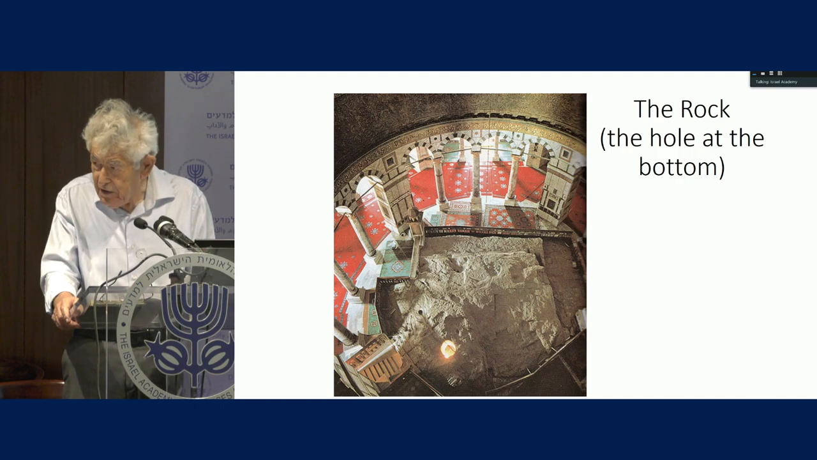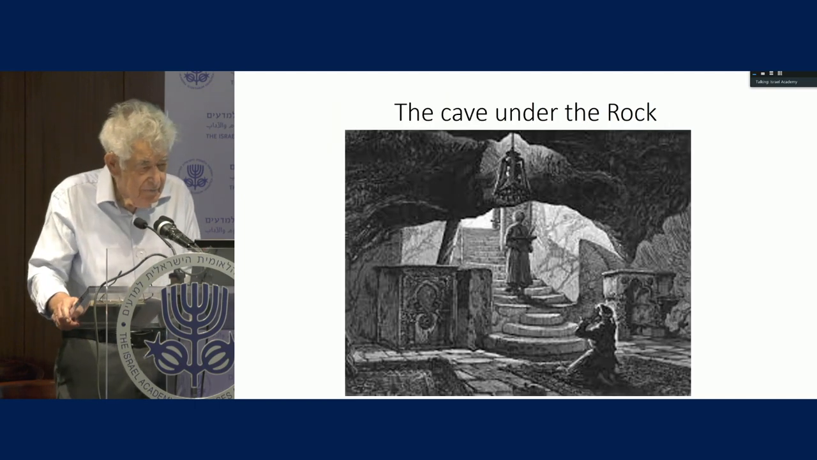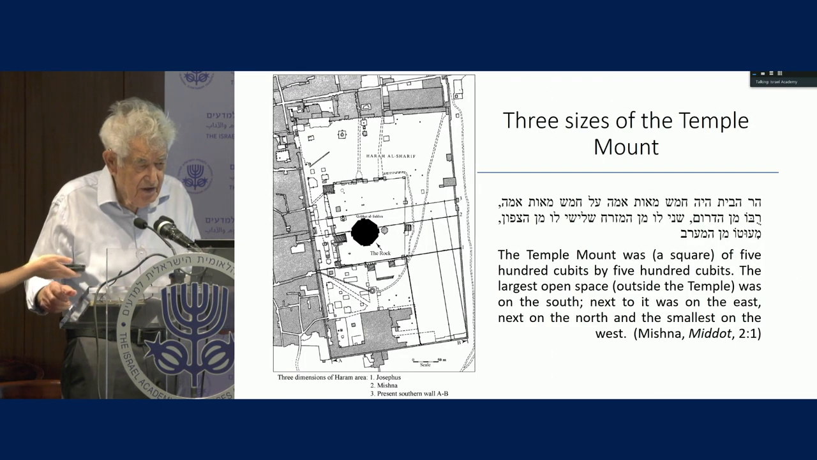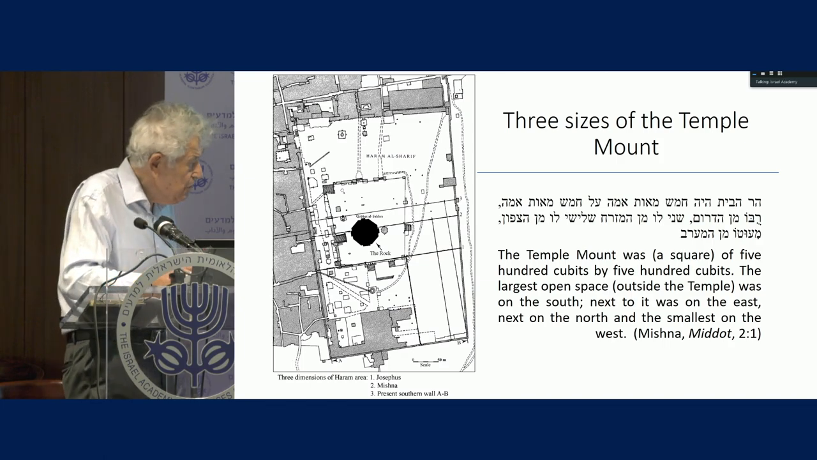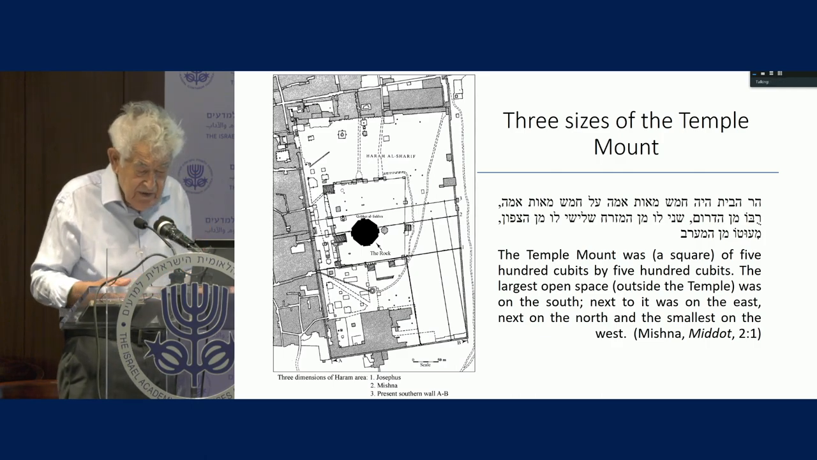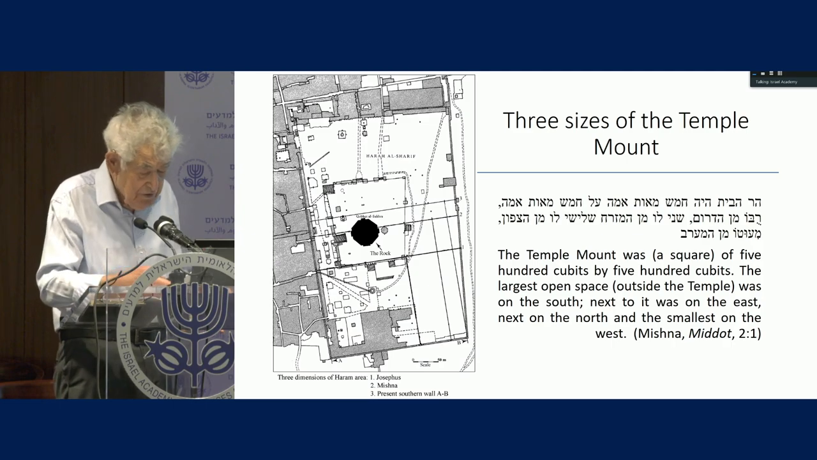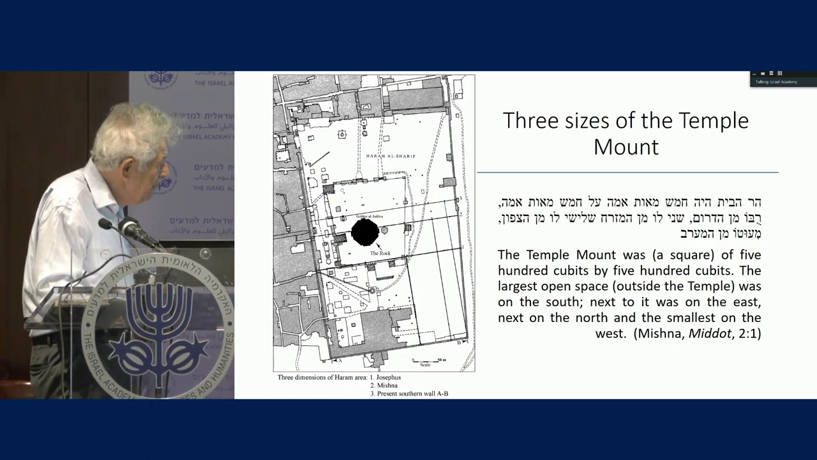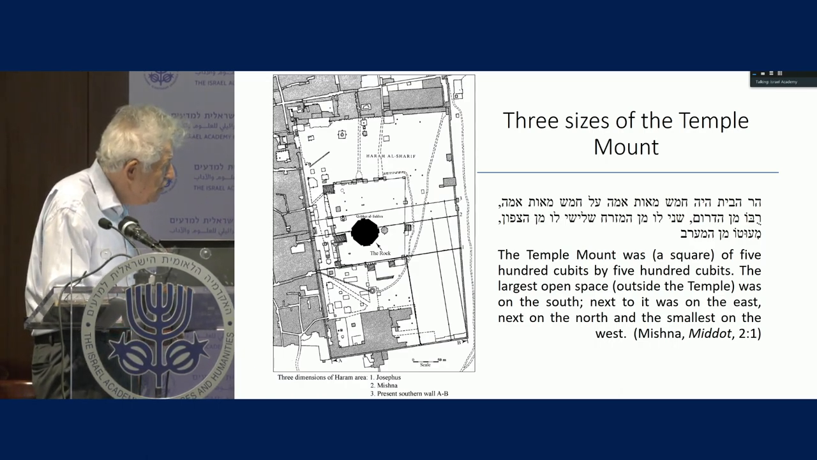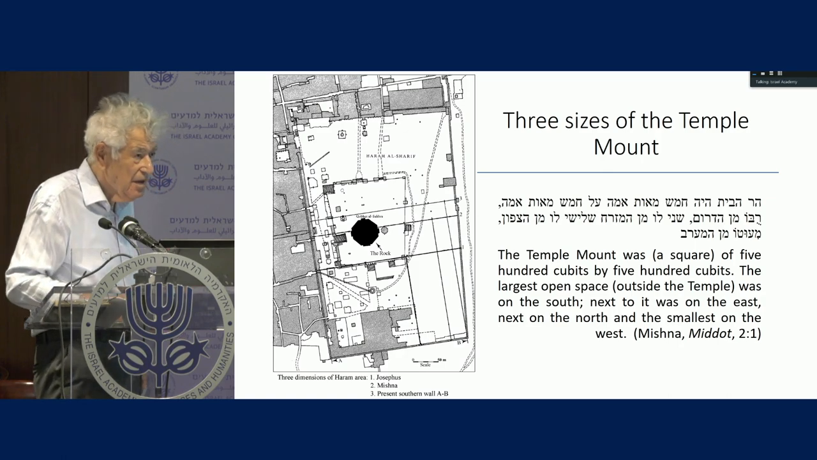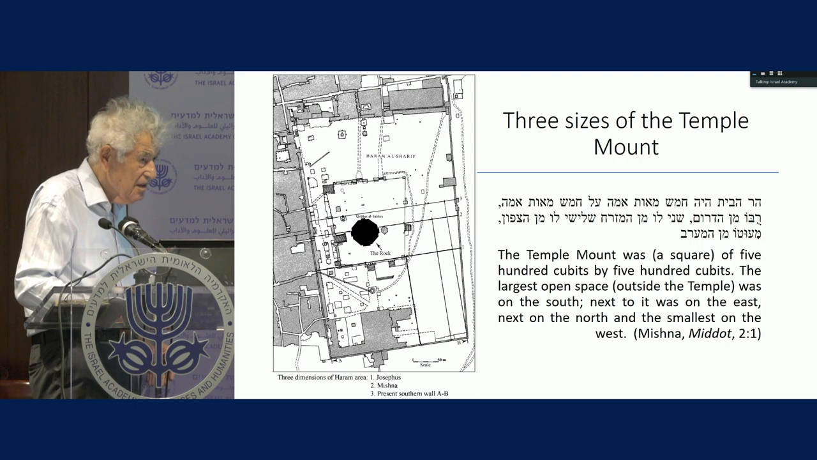Now I want to show you something, a plan. I drew a situation that was on the Temple Mount at the time of Abdul Malik. What happened there? If you pay attention, there is one, two, and three on the side here. One, two, and three. What are these things?